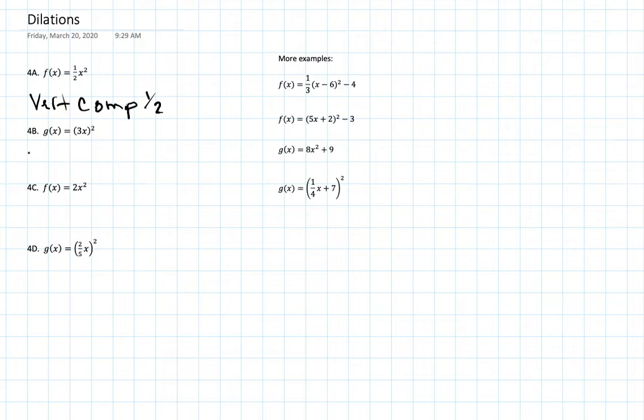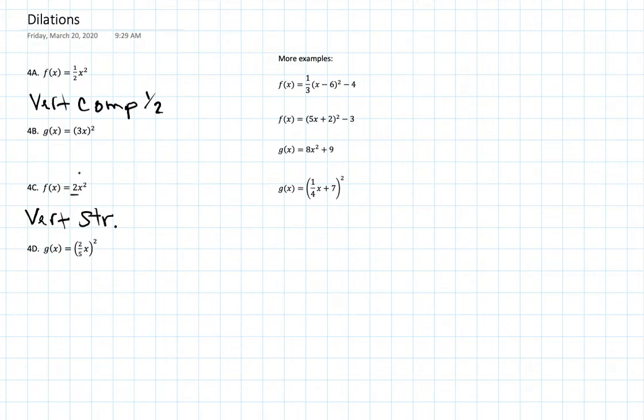For B, well, actually, let's skip to 4C. So for C, again, this is on the outside. There's no parentheses, so we know it's vertical. And the fact that it's more than 1, it means it's a stretch. Okay.